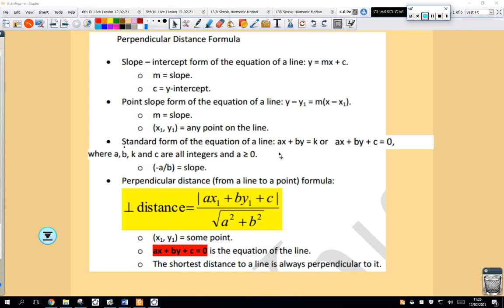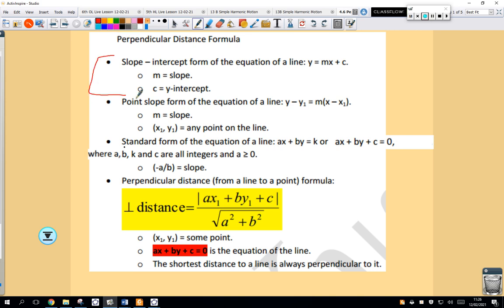In this class I want to talk about something called the perpendicular distance formula and look at applying that to find the perpendicular distance from a point to a line. Just a quick recap of some of the things we've spoken about. We've spoken about different types of equations of the line, different forms.